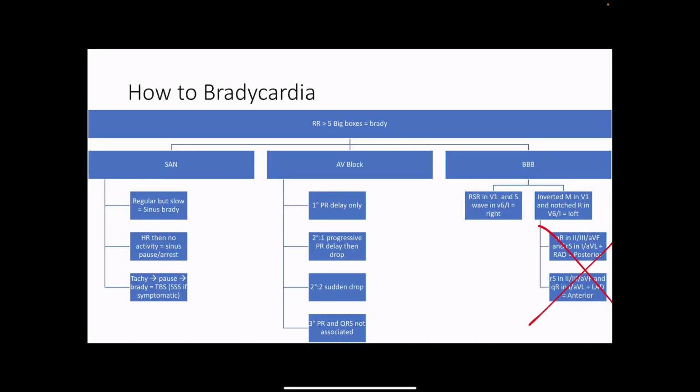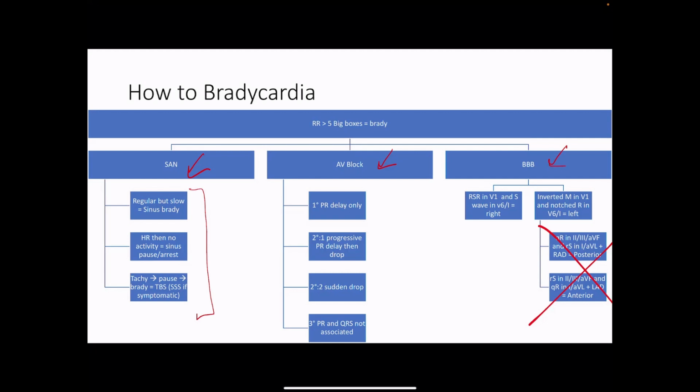So bradyarrhythmias are very easy. They're basically categorized based on which part of the conduction system is going wrong. It's either the sinoatrial node or the AV node or the bundle branches. This is how we classify them. Okay, so starting with the sinoatrial node, we have three types.